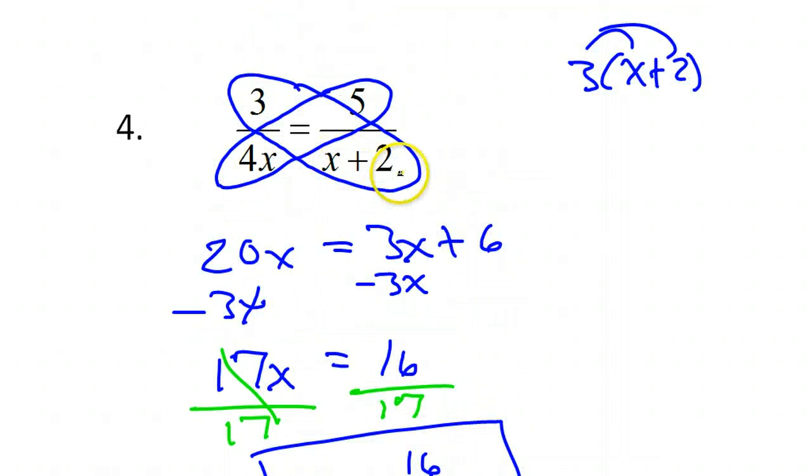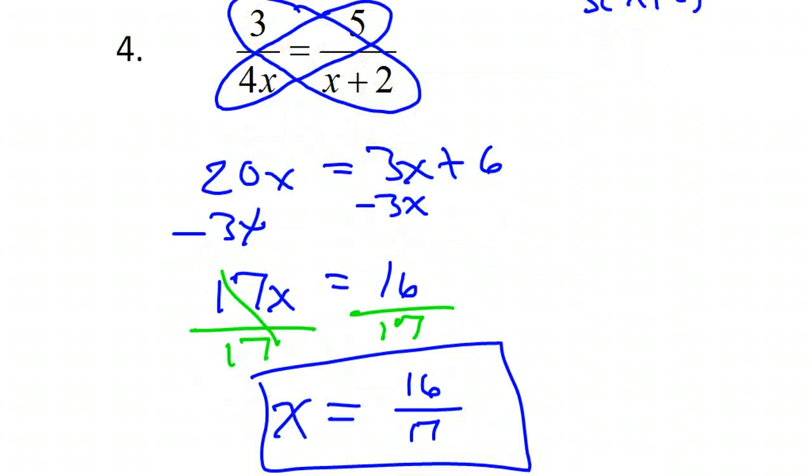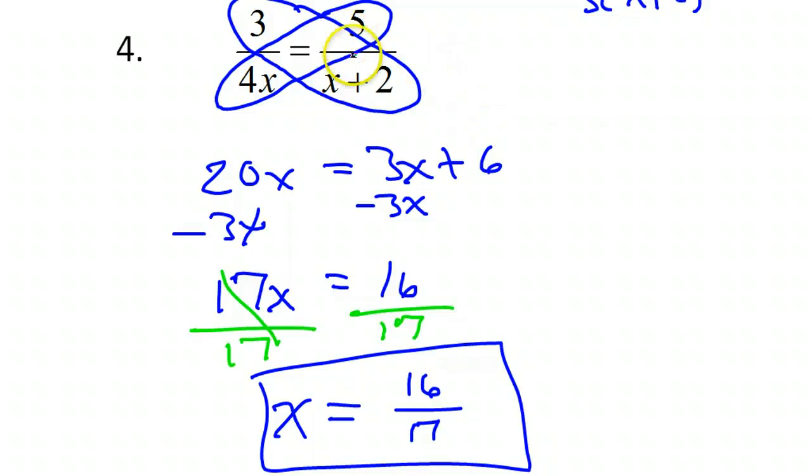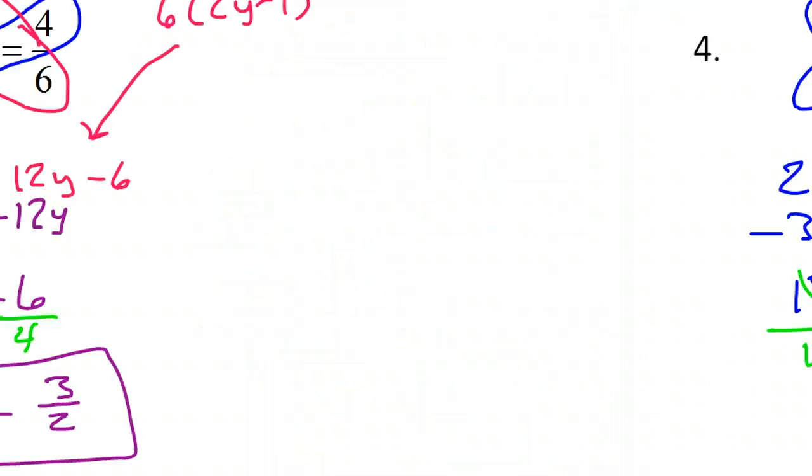Alright, let us not forget to state our restrictions, by the way. Okay, restrictions for this problem. X cannot equal 0 because of this. X cannot equal -2 because of that. Alright, and just make sure that your solution is not one of your restricted values.